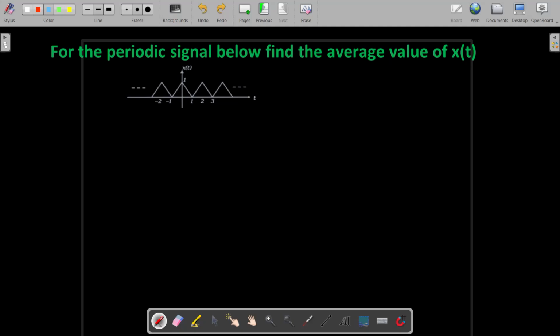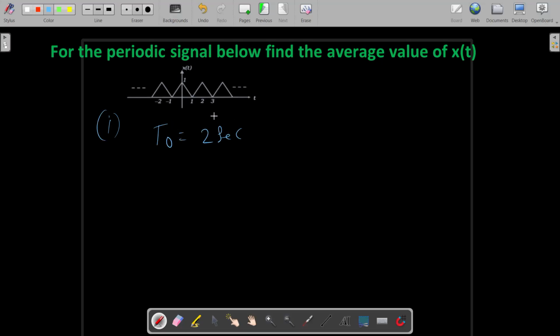So let us solve one more problem on the average value. For the periodic signal below, find the average value of x of t. This is the x of t given, so we need to find the average value. So what is the first observation point? The t naught is going to be 2 seconds.